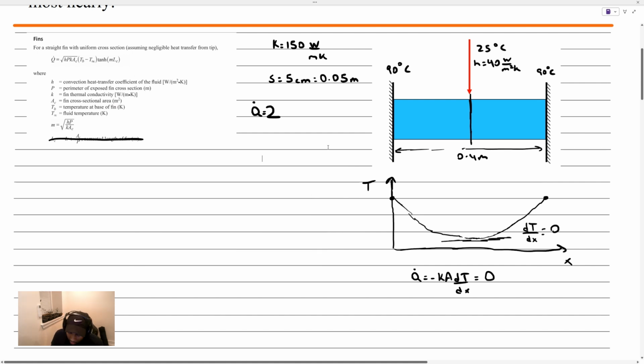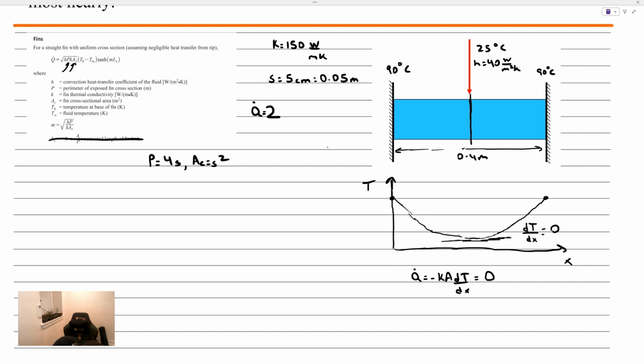Okay, now that we cleared that up, we're going to go ahead and write down some of these things. I'm going to note that the perimeter here, since we have a square, is 4S, and the cross-sectional area is just equal to S squared. Now I'm seeing a product of the perimeter and cross-sectional area, and in this M term, it's equal to the square root of H over K, P over A sub C. I'm seeing a ratio of the perimeter to the cross-sectional area, so I'm going to take the product and the ratio and just reduce those. P over A sub C is equal to 4S over S squared. That's 4 over S. So we have that one.